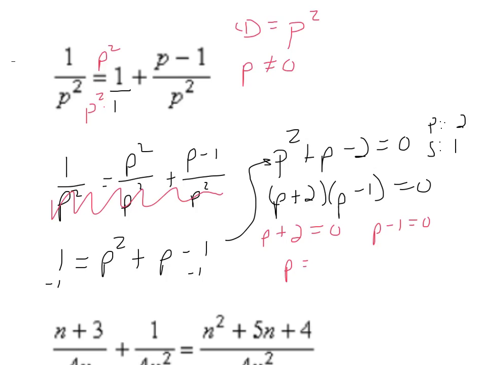So p would equal -2 and p would equal 1. Neither of those are the excluded values, so that works. So two solutions in this case. And this ends Section 1, Video 3.